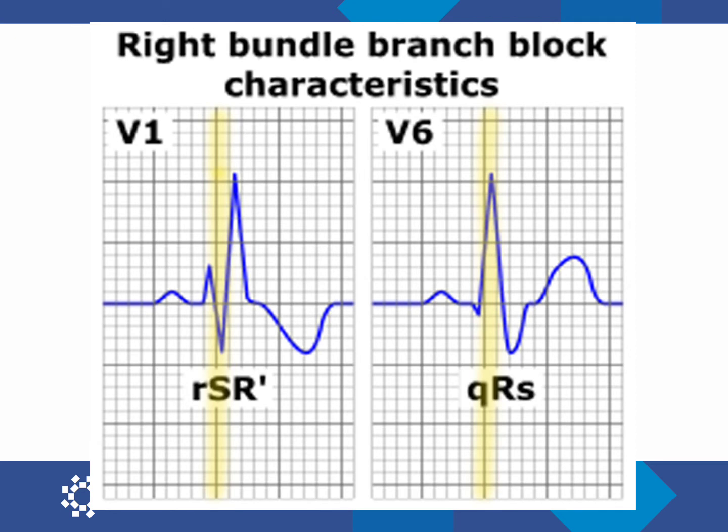Notice then the typical rabbit ear RSR' pattern in V1 and the typical delayed S wave in V6. Take a moment to recognize this typical right bundle branch block pattern. Right bundle branch block can be a normal variant, but it can also be seen in pulmonary disease, and there are other causes. It's readily recognized once you've taken a look at it.